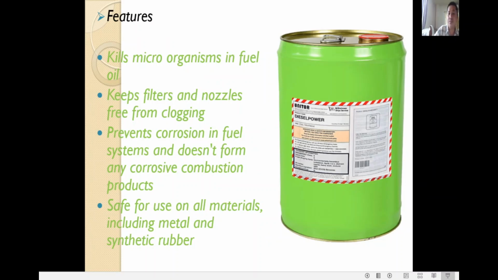Features also of diesel power. So features of diesel power: kills microorganisms in fuel oil, keeps filters and nozzles free from clogging, prevents corrosion in fuel system and doesn't form any corrosive combustion products, safe for use on all materials including metal and synthetic rubber. So these are the features of diesel power. So diesel power is made by Unitor.